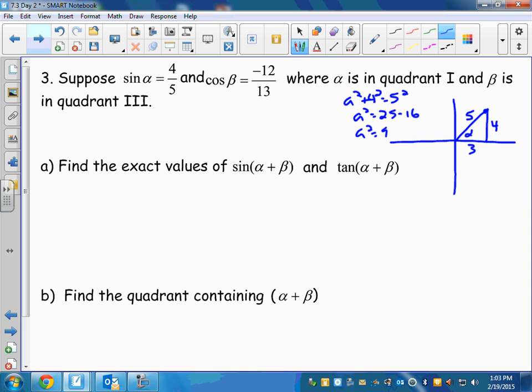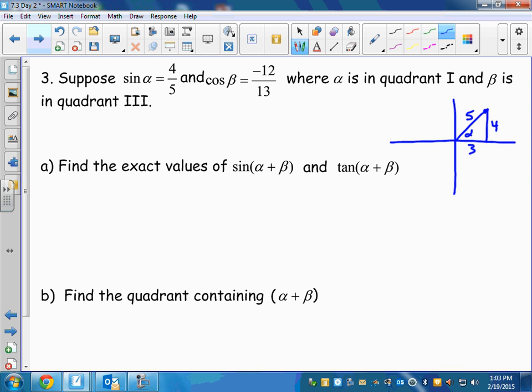Which means if I wanted to find any trig value of alpha, you could tell me what the tangent of alpha is, or the cosine of alpha, right? Like you could say cosine is 3/5, tangent is 4/3. Yes? That's why we need to draw this picture, because we're going to need that in a minute. So, what else do we know? Cosine is negative 12 over 13, and what quadrant are they telling me that beta's in?